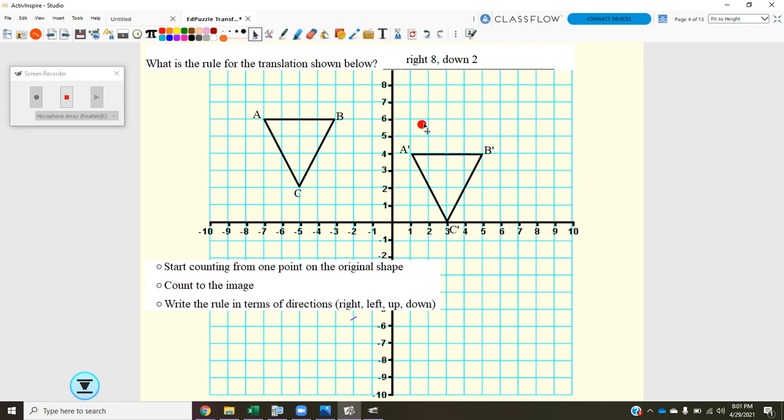And I'm going to count the boxes, and it's moving 1, 2, 3, 4, 5, 6, 7, 8. It moved 8 boxes to the right. So that's where right 8 came from. Then down 2. Okay, now I picked B to B prime, but A to A prime and C to C prime would be the exact same thing.